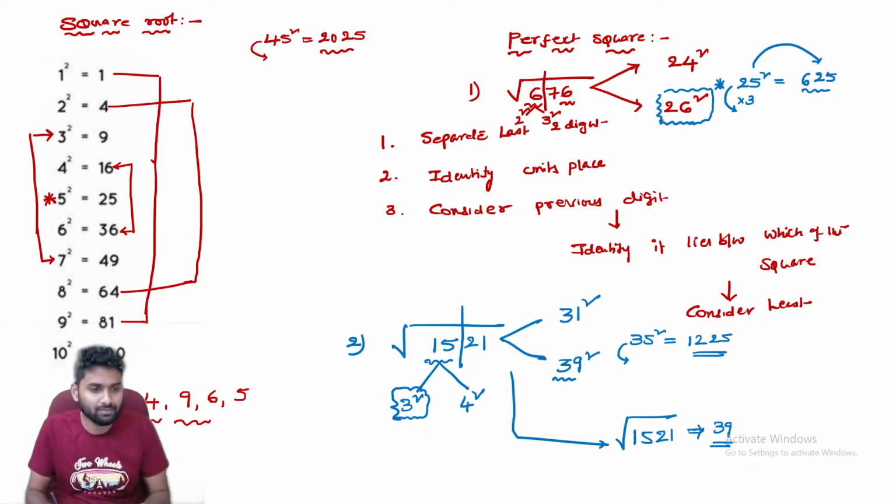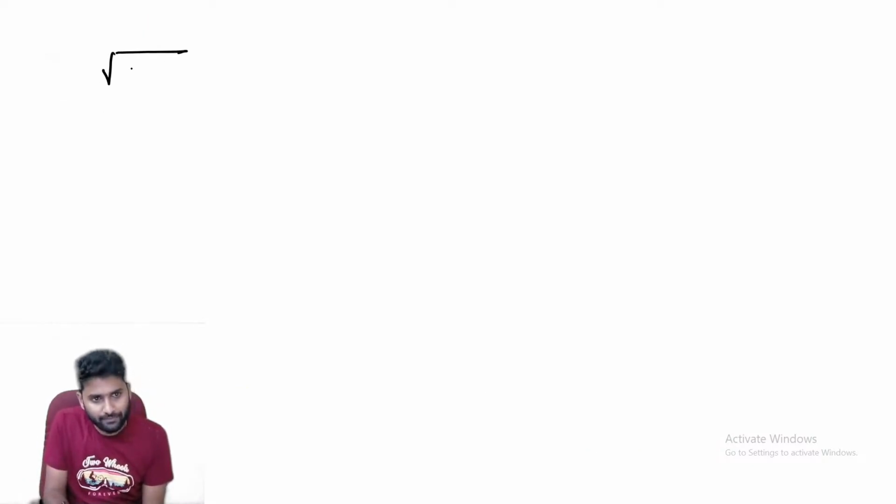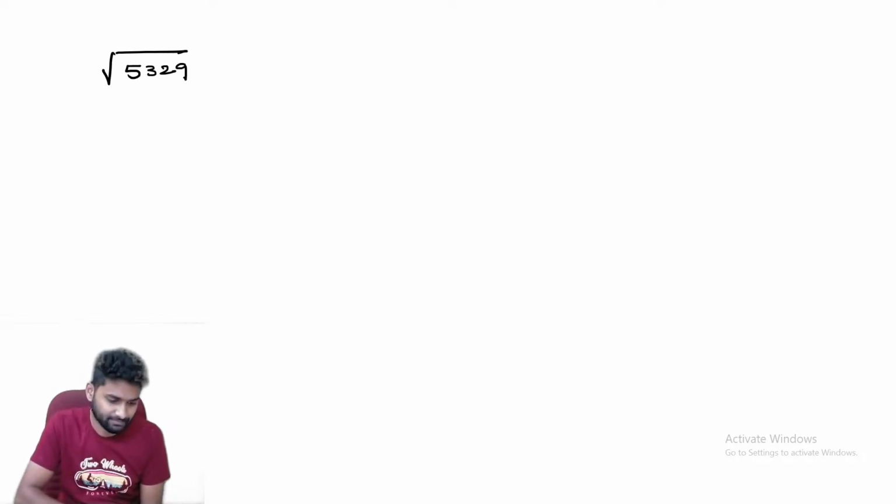I will go for a few examples. 1521 is greater than 1225, so the answer must be after 35. Don't choose 31, it's 39. Let's practice a few examples. Root over 5329. Give me the answer.